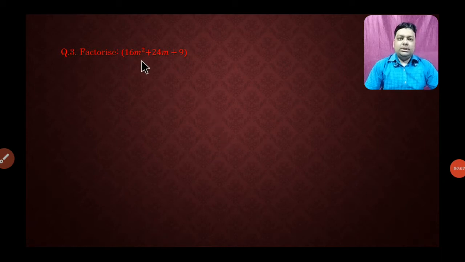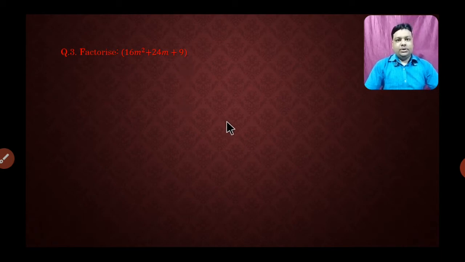Here you can see the question is 16m² + 24m + 9. Okay, students. Now, at first we will see whether it is arranged or not. Here power 2, here power 1 and here power 0. It means it is already arranged. Okay. Now at first we have to check whether the first and the last term are perfect squares or not. Okay. So let's see.